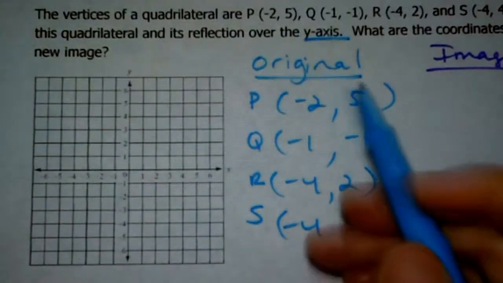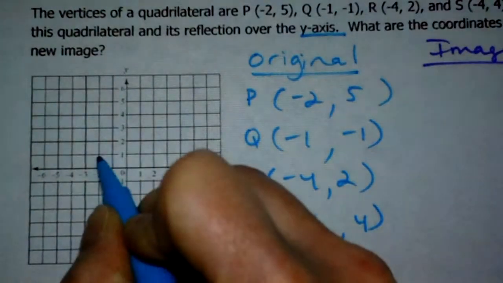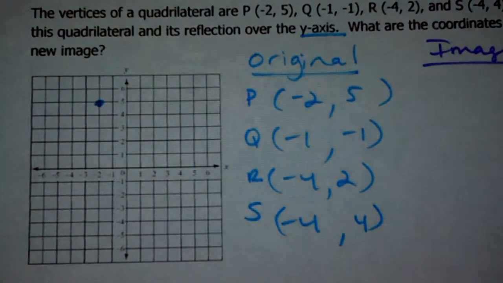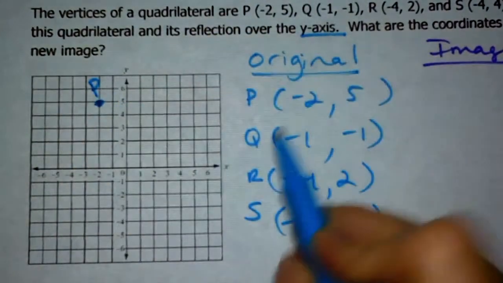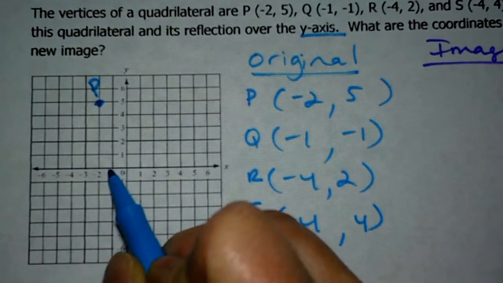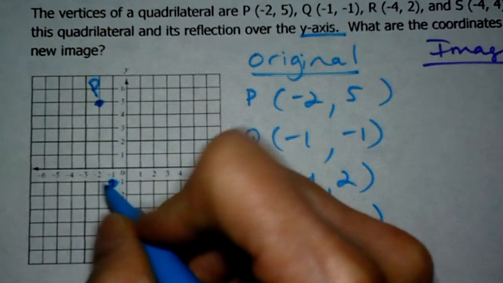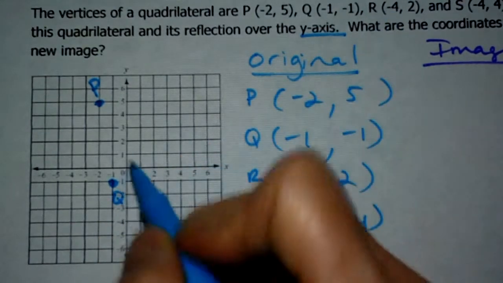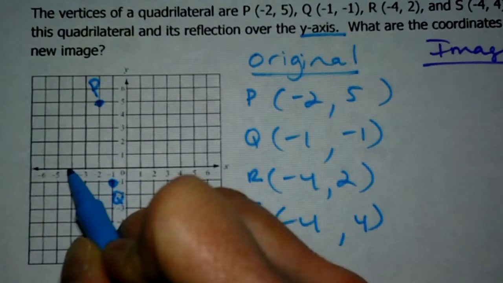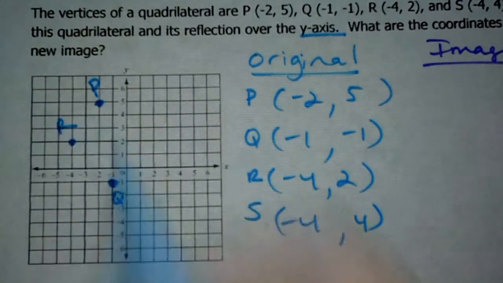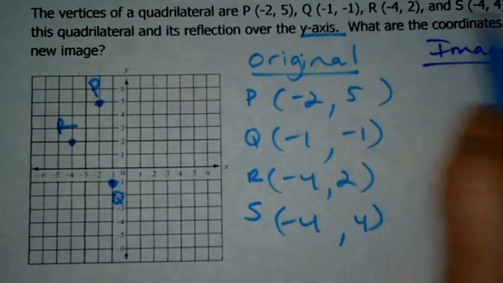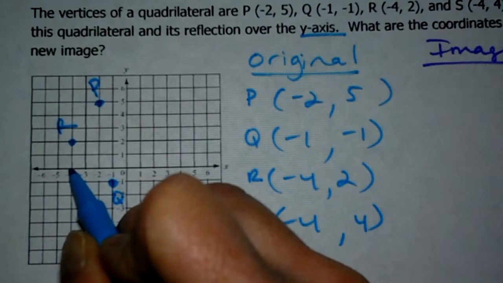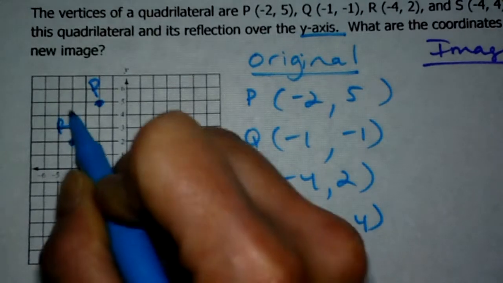Okay, so I have negative 2, 5. That would mean 2 to the left and 1, 2, 3, 4, 5 up. That is P, so I'm going to label that with P. Q is negative 1, negative 1. So there's our Q. R is negative 4, 2, so negative 4 to the left and 2 up. And then it says that S is negative 4, 4, so 1, 2, 3, 4 to the left, and then I have 1, 2, 3, 4 up.